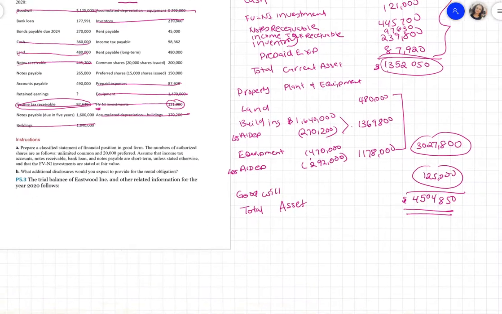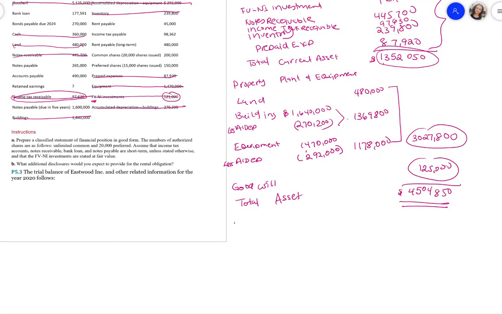After we've done the total assets, what we need to do is liabilities. Our next section is liabilities and shareholders' equity. First, after liabilities, is the current liabilities. Now this bank loan, we need to know, is this due? They didn't say when it's due, so in this case we could take it as current. But we always start with accounts payable, and then there's no order after that. So accounts payable is 490,000.